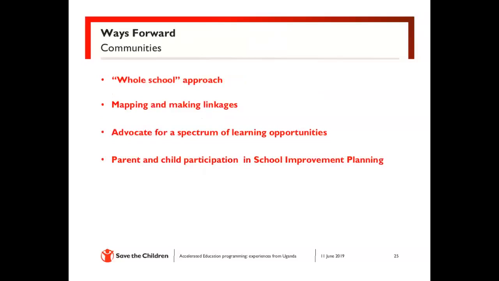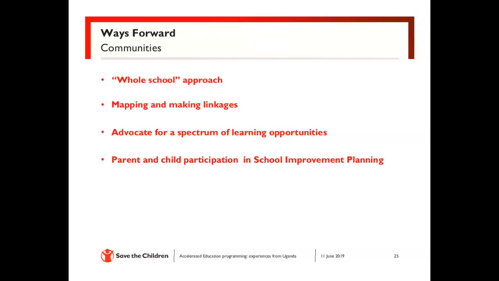For issues identified by the communities, we are working with a whole school approach to ensure that formal primary and accelerated education are supportive environments. This also includes such things as providing transition kits to return to formal primary and easing economic barriers to primary education by exploring opportunities for cash transfer.